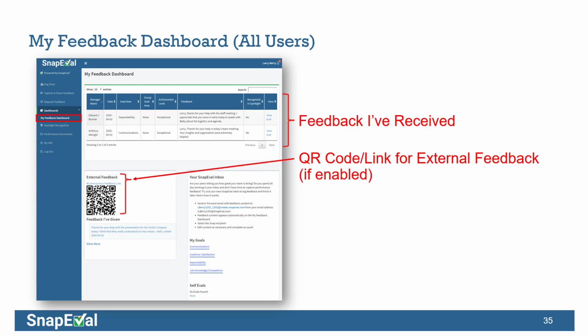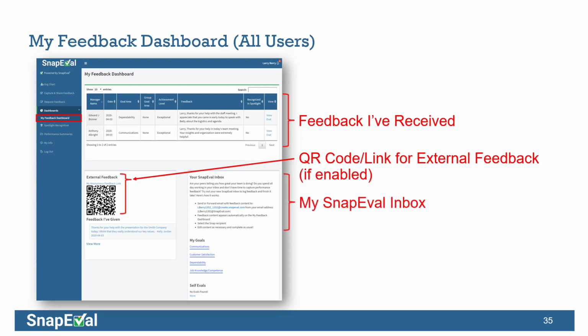There is a QR code which can be scanned by a smartphone. It will open up a form that will allow external people that are not enrolled in the SnapEval system to give you feedback. There's also a link, and you can see it says My Anonymous Feedback link right above it, that you could incorporate into your email signature, for example. So again, individuals outside of your organization can give feedback about your performance.